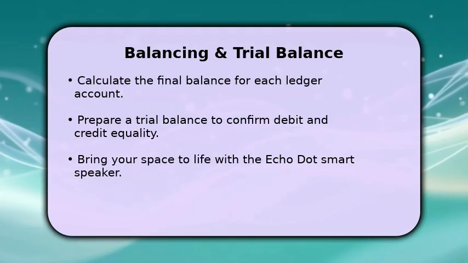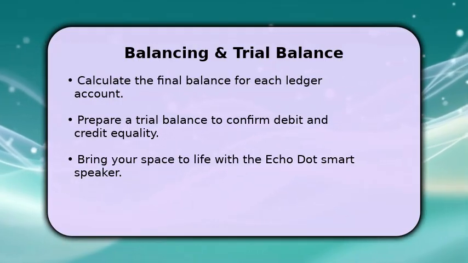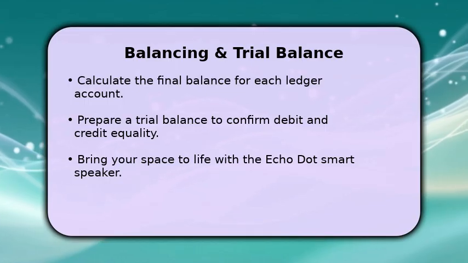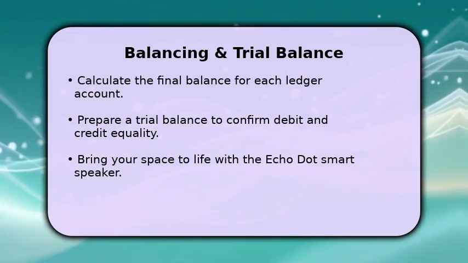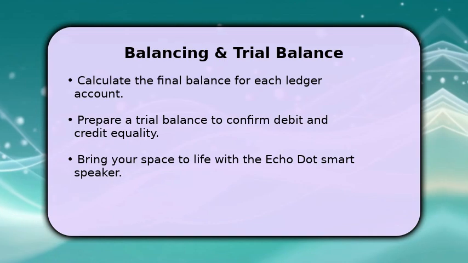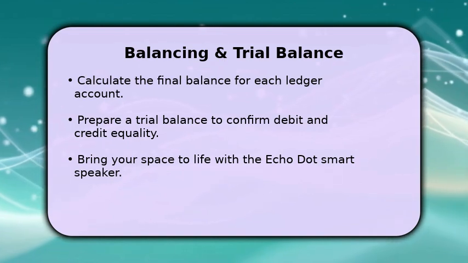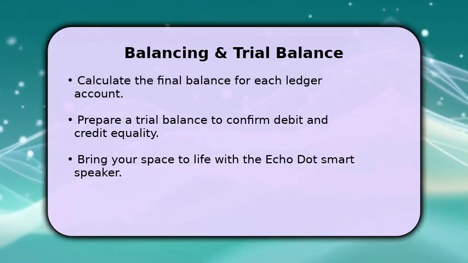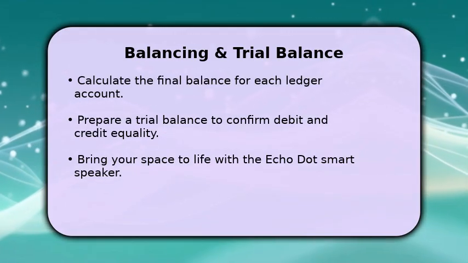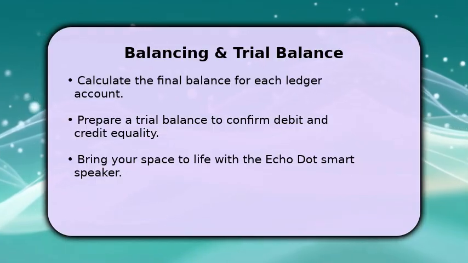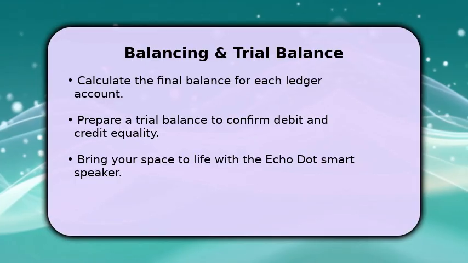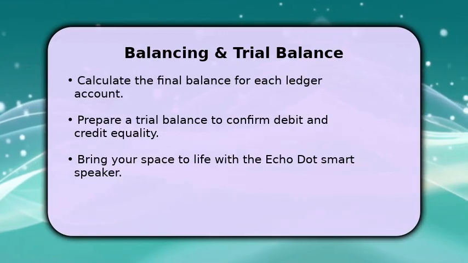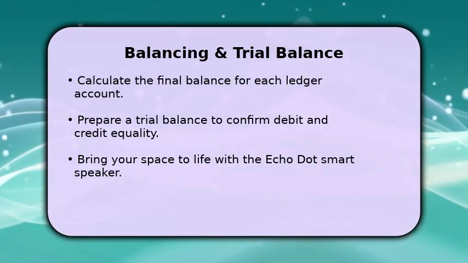Finally, we'll balance the ledger accounts. This means finding the difference between the total debits and total credits in each account to determine its final balance. After balancing all accounts, you'll prepare a trial balance, which lists all ledger account balances to ensure that total debits equal total credits. This step is crucial for identifying any errors before preparing financial statements.